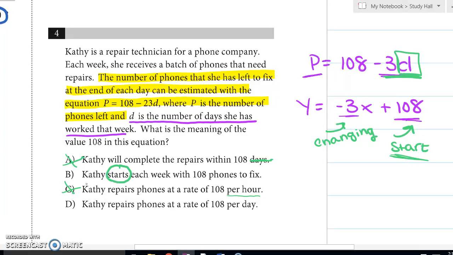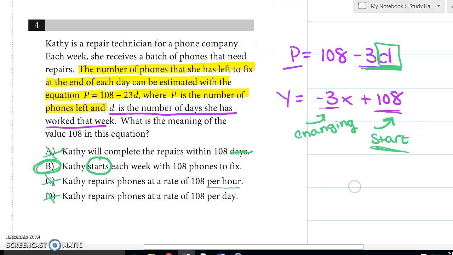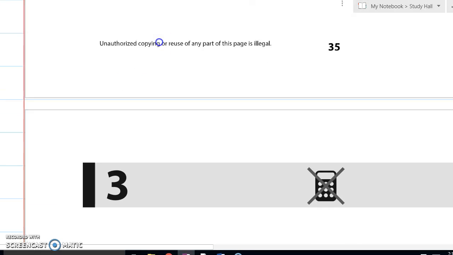Kathy repairs phones at a rate of 108 per day. Still, again, the rate talks about slope, 108 per day. 108 doesn't have a variable, so definitely our best choice here is B. Okay, and a lot of times you may know the answer to this easily within a few seconds, but the thought process here is going to help us to be able to solve bigger problems like this. So I would still practice going through all of these like I am now, relating it to information you learned in school, so that when you do get bigger and badder problems, you're able to solve them using the same methods.